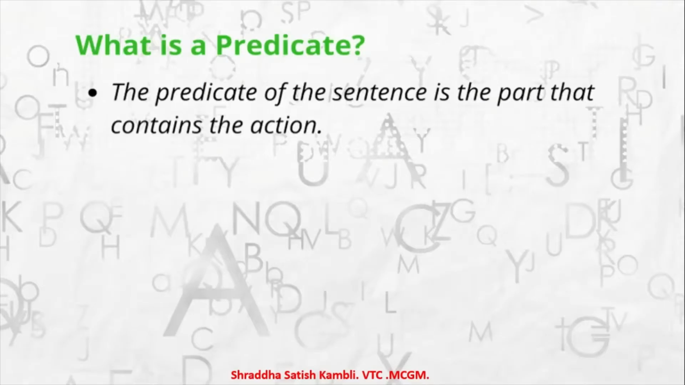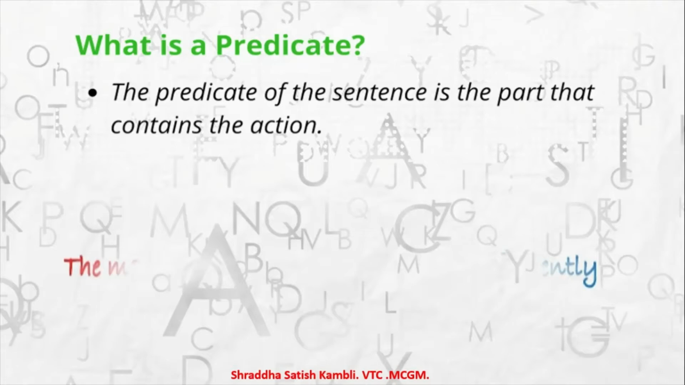Now we will move on and talk about a predicate. So what is a predicate? The predicate is the part of the sentence that contains the action. What the subject is doing, or what we are doing to the subject, or what action is happening, that is indicated by the predicate. In order to form a full, complete, meaningful sentence, we need to have the subject as well as the predicate as a part of it.